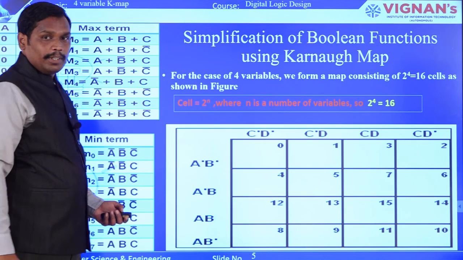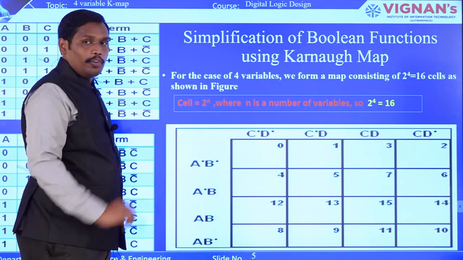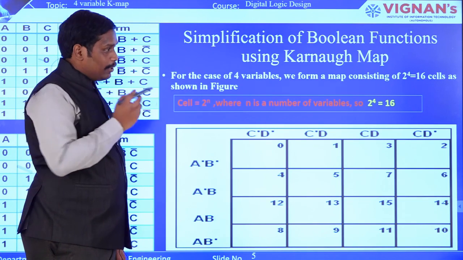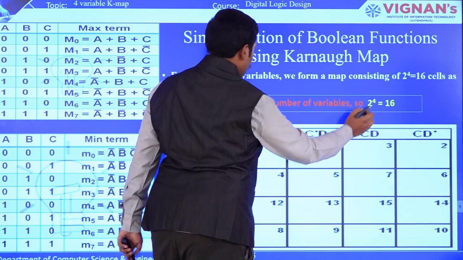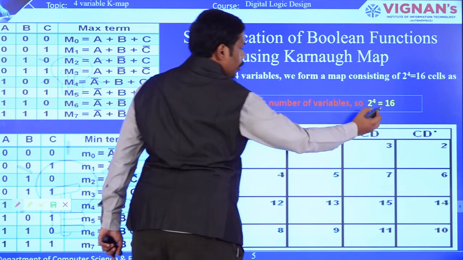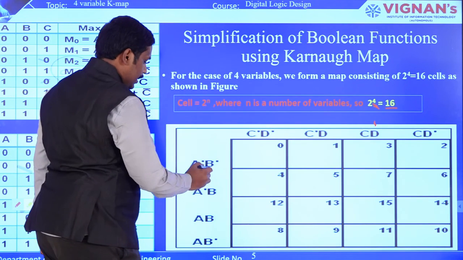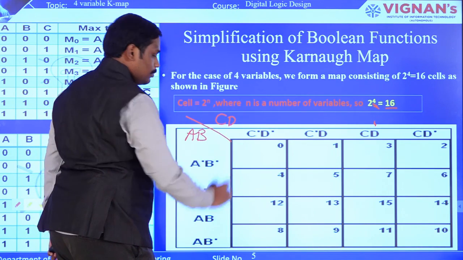So this is the 4 variable. Generally, Karnaugh maps are used for 4 variables. If 4, 5, or 6 Boolean variables are there, then the best choice would be the Karnaugh map. So here you can see 4 variables are there, so 16 cells are there. You can see here, it is like AB and CD.